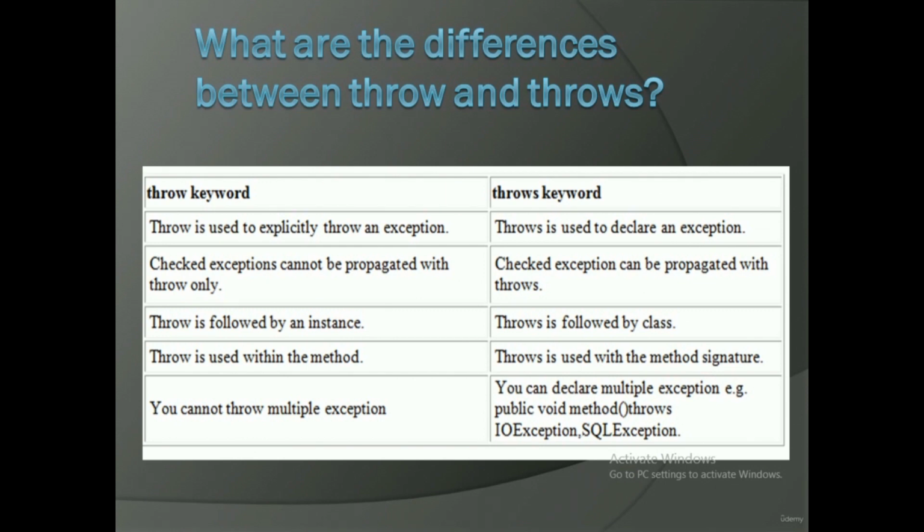Throw is used within the method. Throws is used with the method signature. You cannot throw multiple exceptions. You can declare multiple exceptions. Example: public void method throws IOException, SQLException.